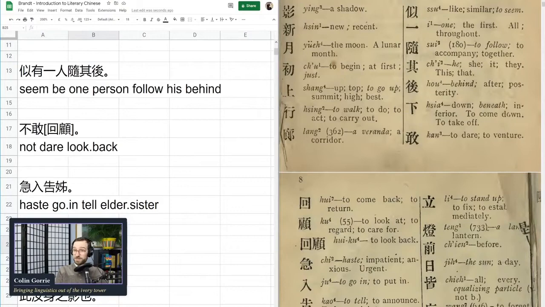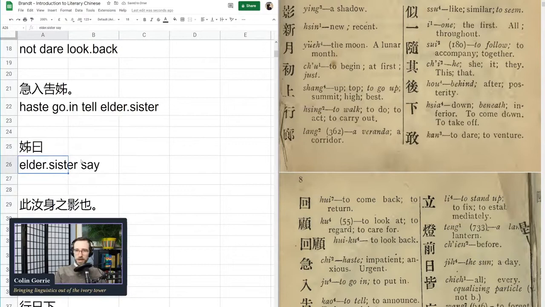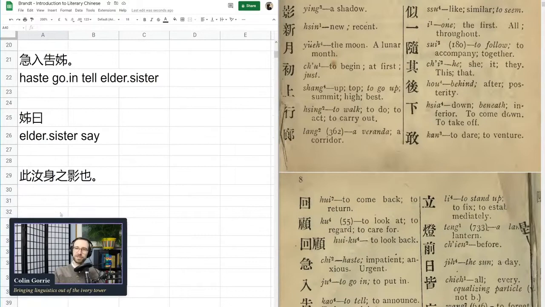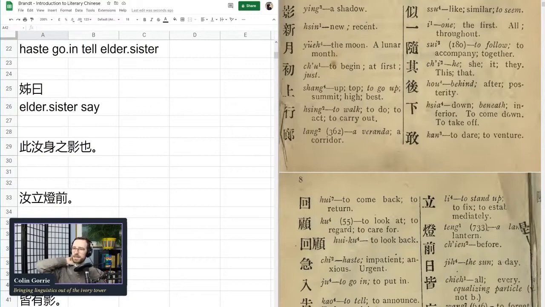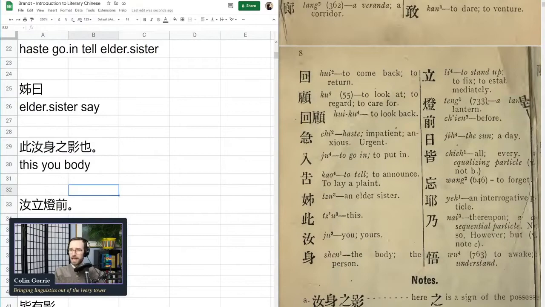And now I'm going to scroll. Ooh, not that much. Okay, what did the elder sister say? The elder sister said... I don't get much out of those scrolls, do I, when I font size this high? Okay, so the elder sister said this. This you body. So, 此如身, this you body, and then we have 知. And, oh, if I scroll down a little bit more here, we see a little bit of help.